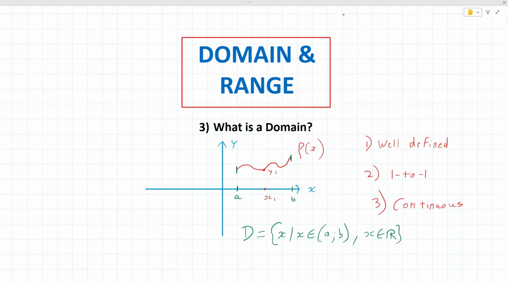So essentially, what is a domain? Well, a domain is where we have a curve. So you could simplify it as the values for which the function exists, or you could say where does the curve live, or where does the curve exist? Or in mathematical terms, you could say where is the curve well defined, one-to-one and continuous.